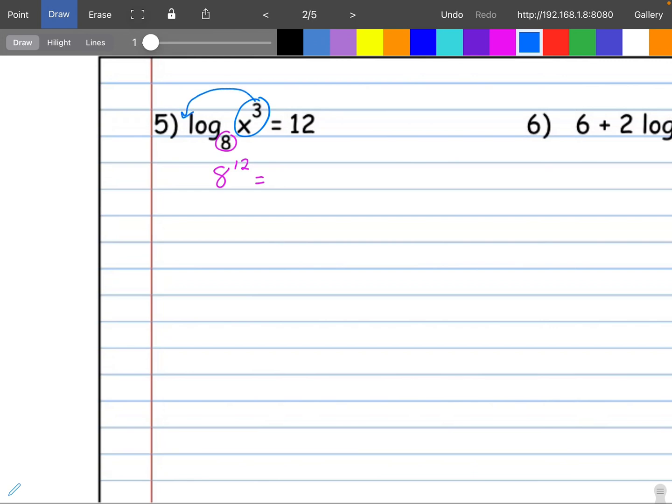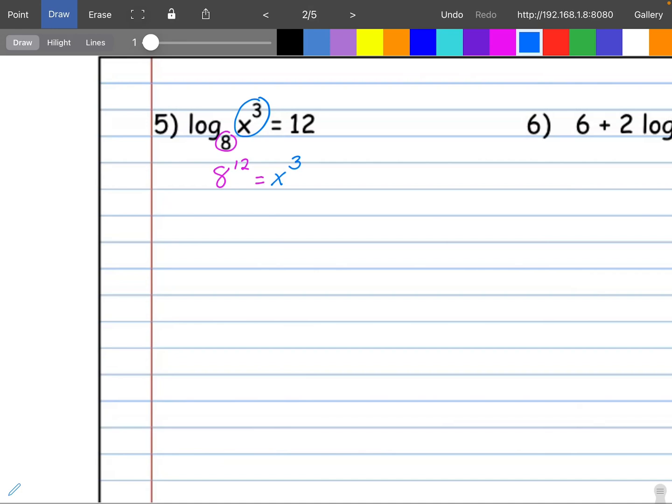I am not going to say, oh, hey, that 3 can go here, and then I'll change it. No, before we can change it to exponent form, it has to be log base something of whatever equals a number. It must be in that form. All right, so then that tells me that it's going to equal x to the third power.